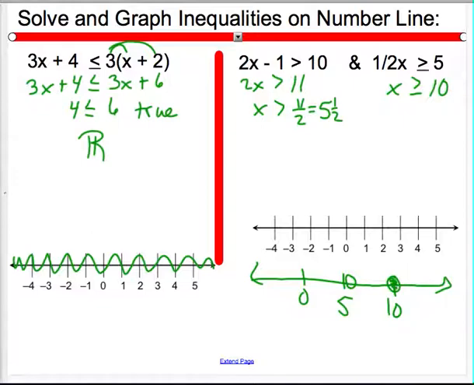For our first one, because this is an and, we only shade where they're both true. So for my first one, I will be shading it towards the right because it's greater. As well as for my second one, I'm shading towards the right because it's greater. So if you think about extending this arrow, where they overlap is off to the right of 10. So where both inequalities are true is where x is greater than or equal to 10.